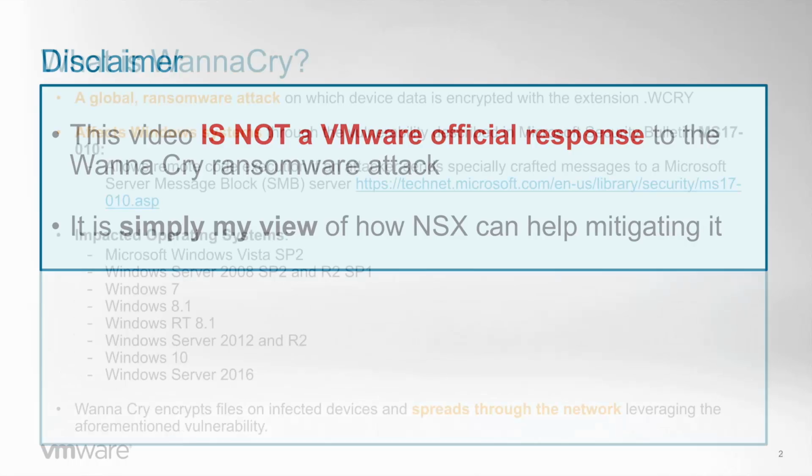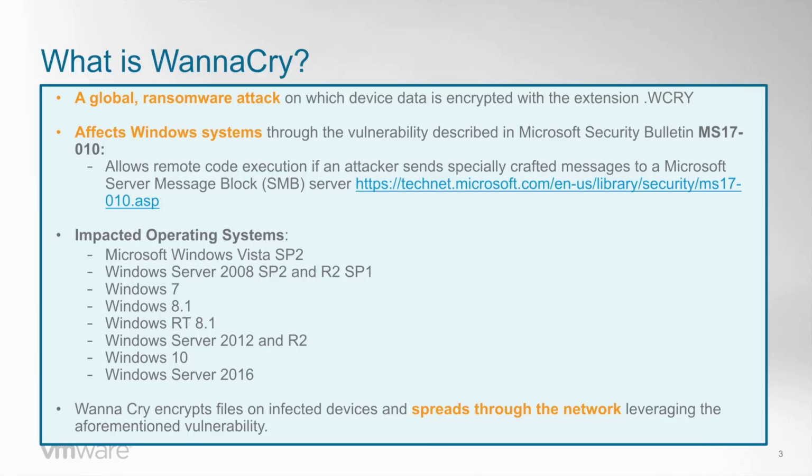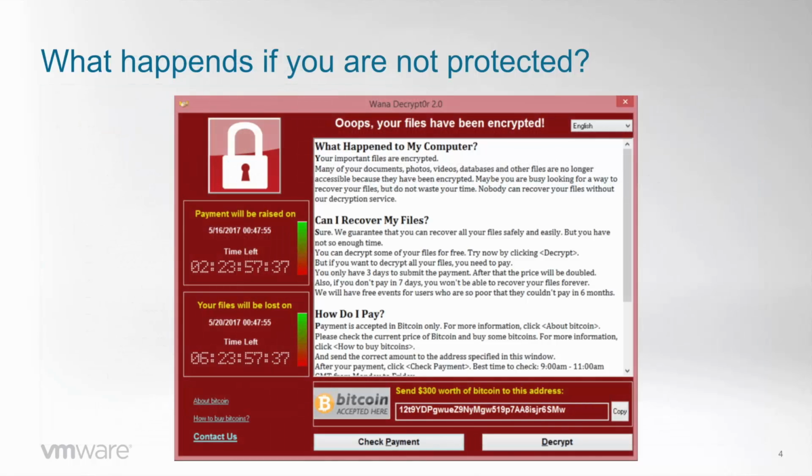So what is WannaCry? It's a ransomware that has been used in a global attack to encrypt files on infected devices. It leverages a Windows vulnerability that allows remote code execution on Microsoft SMB servers. As you can read on the screen, it impacted multiple operating systems. Also, once one device was infected, WannaCry could move to the next one by using the vulnerability described before. Infected devices got a message like the one you can see on the screen, asking the end user to pay a ransom in bitcoins, otherwise they would never get back the files that had been encrypted by WannaCry.